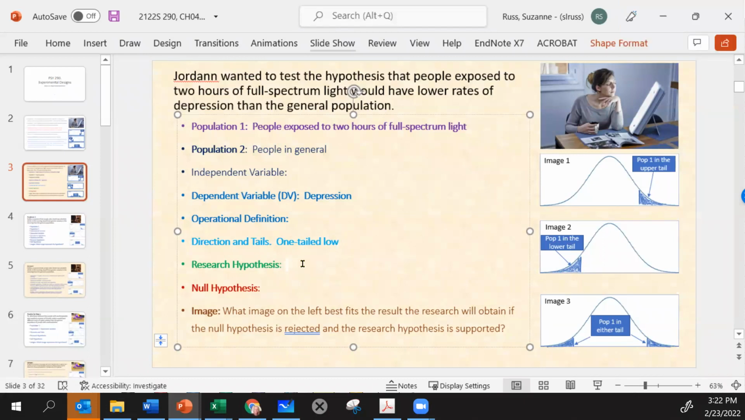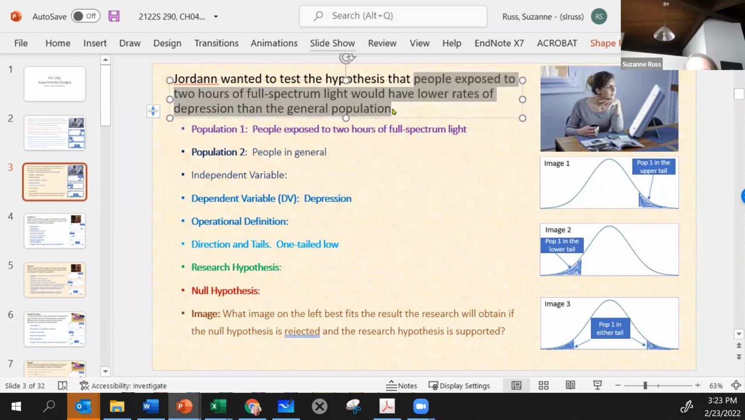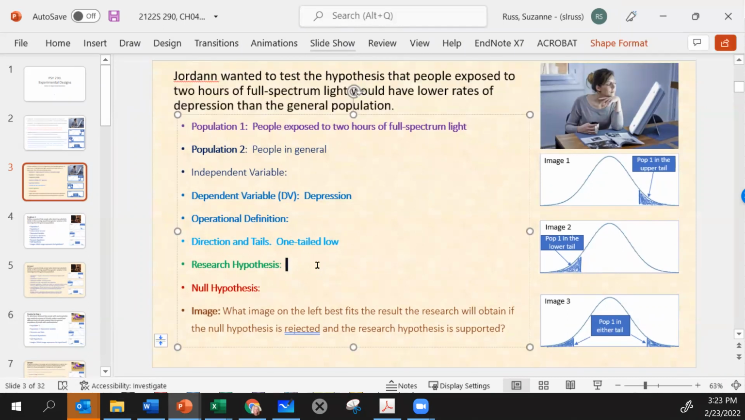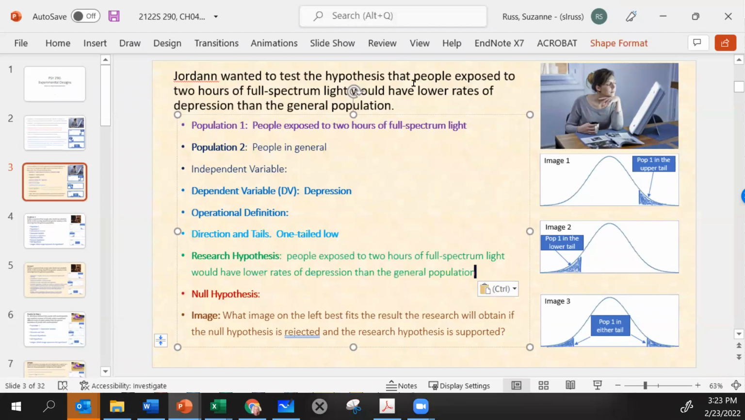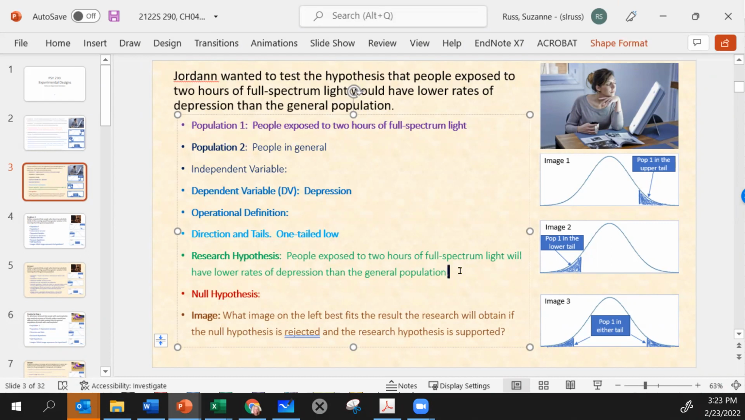Our research hypothesis, we state as what she thinks will happen. In this case, it's almost written verbatim right here. I'm going to just copy this and paste it. And our research hypothesis will be: people exposed to 2 hours of full spectrum light will have lower rates of depression than the general population. That's her hypothesis.